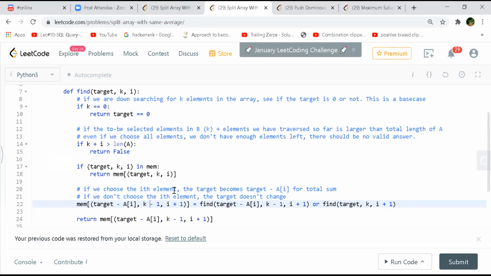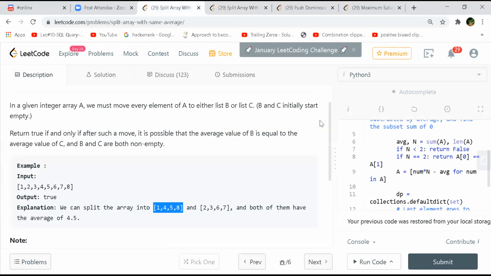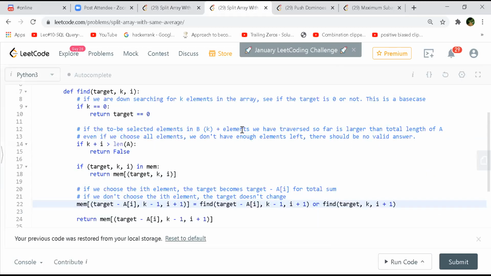You said you were getting a TLE, but you are not getting a TLE because you actually took care of that with memoization. The way you did the memoization on line 22, you are doing it for the next state, correct? Exactly. So that is what you have to do here. You cannot do the normal memoization. We'll have to change it then. For whatever state you are calculating, you put the value. That is what you are saying, right?